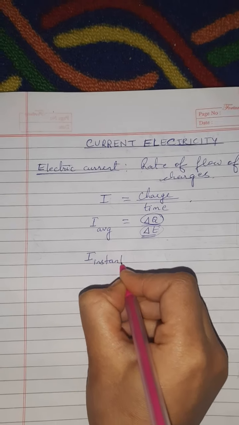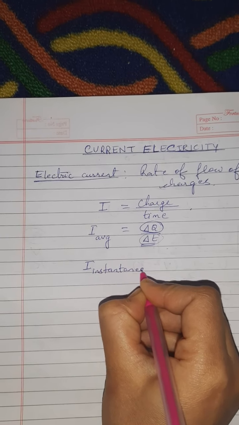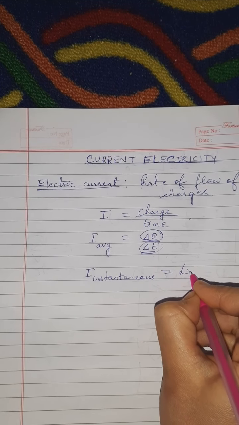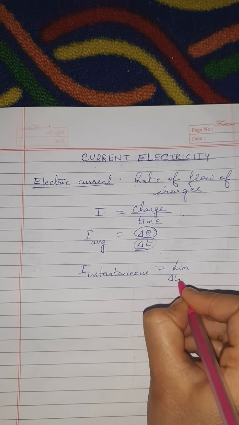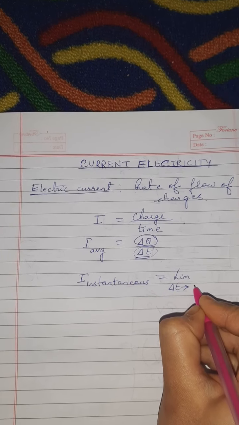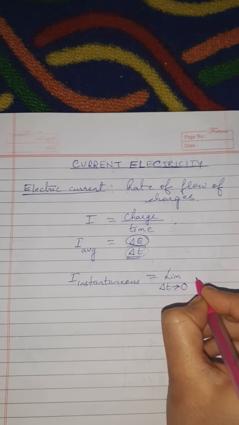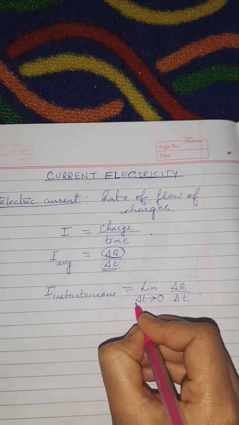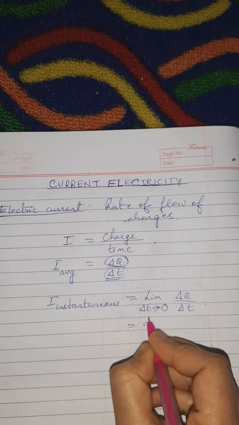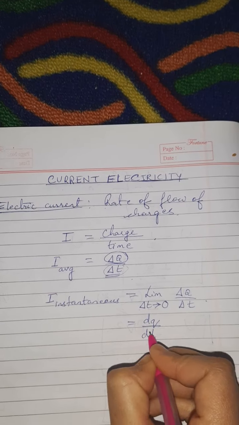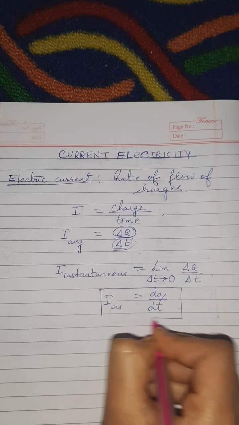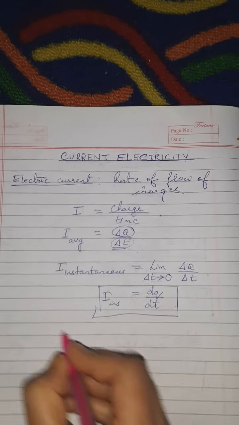Now if I limit this time to a very short interval of time, we get the instantaneous value of current. That means current at a certain instant of time, given by the limit. We limit the time to be nearly equal to 0 but not equal to 0, delta Q by delta T. Now limit delta Q by delta T will be equal to dQ by dt. So this is the formula for the instantaneous value of current.